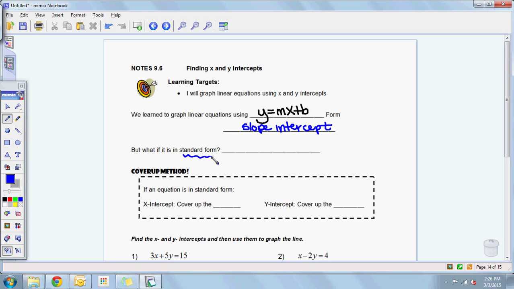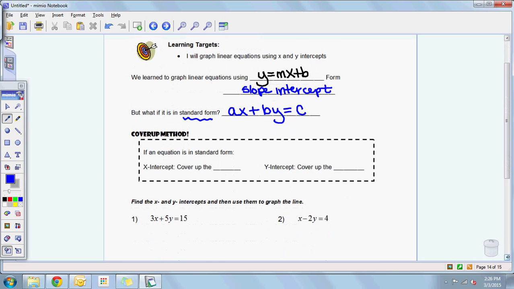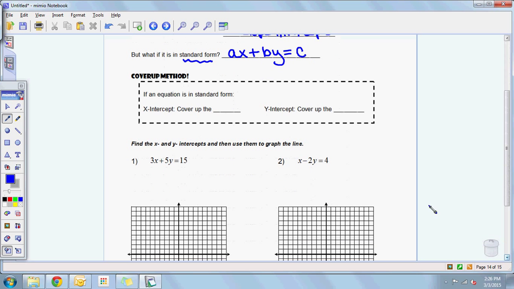So standard form is when your y isn't by itself. You're going to see something that's a little bit more in this form: a times x plus b times y equals c. So totally different types of equations that you're going to be asked to graph. And the easiest way to graph something in standard form is to look for those intercepts.